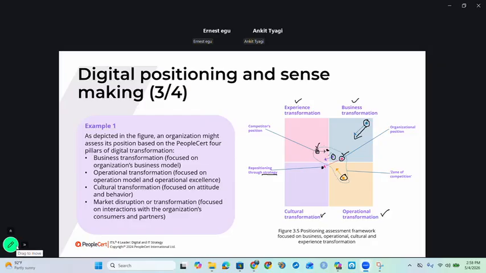Now, there can always be multiple tools, multiple criteria against which we need to measure the organization. That can always be dependent upon the organization itself. So what criteria they use to position themselves can always differ.